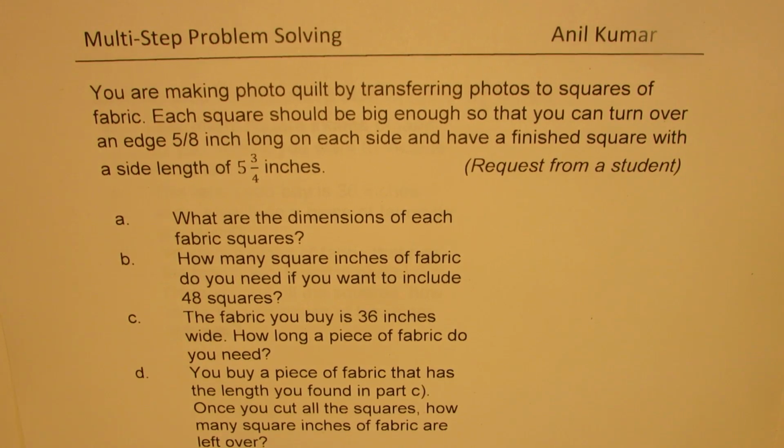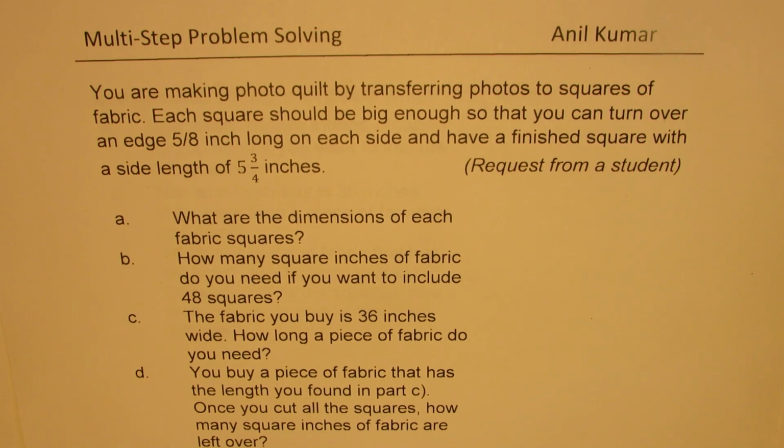A. What are the dimensions of each fabric square? B. How many square inches of fabric do you need if you want to include 48 squares? C. The fabric you buy is 36 inches wide. How long a piece of fabric do you need? D. You buy a piece of fabric that has the length you found in part C. Once you cut all the squares, how many square inches of fabric are left over?